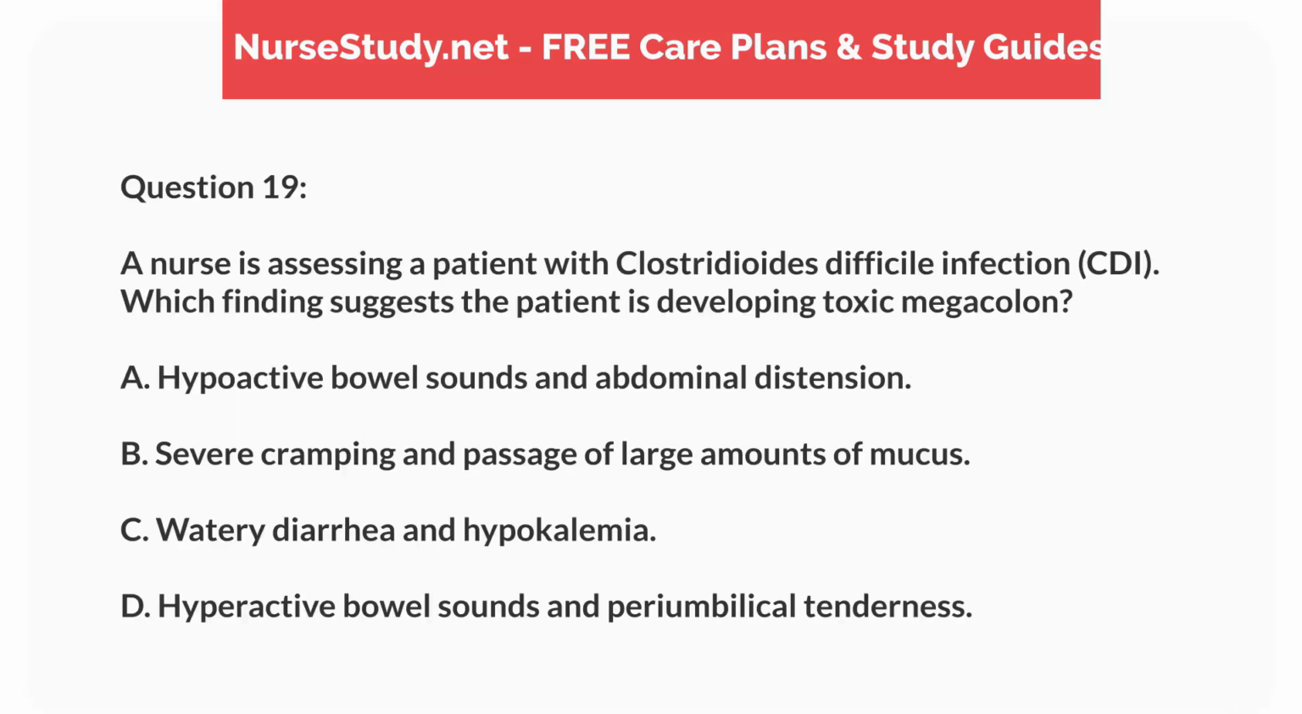Question 19. A nurse is assessing a patient with Clostridioides difficile infection, CDI. Which finding suggests the patient is developing toxic megacolon? A. Hypoactive bowel sounds and abdominal distension. B. Severe cramping and passage of large amounts of mucus. C. Watery diarrhea and hypokalemia. D. Hyperactive bowel sounds and periumbilical tenderness.